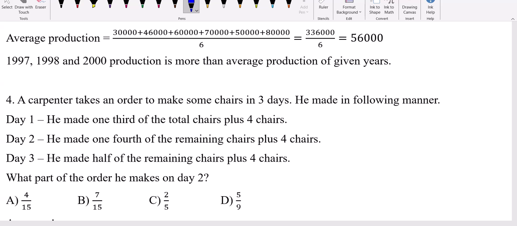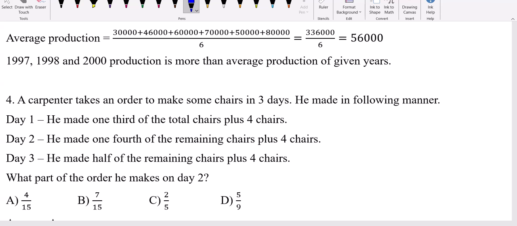See, we said linear equations are the syllabus, right? Here we'll get the equation actually. They don't give the equation directly, like A plus B is this, A plus 3B is this, solve this. No, you have to form the equation from the data, then we have to solve. And second, day 2, he made 1/4 of the remaining chairs plus 4 chairs. Whereas day 3, he made half of the remaining chairs plus 4 chairs. What part of the order he makes on day 2?